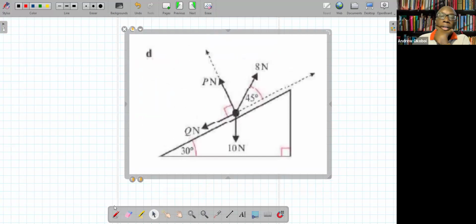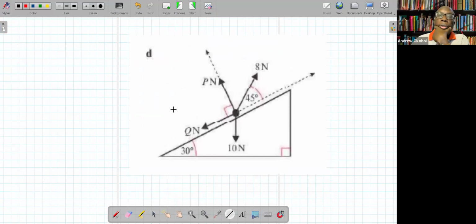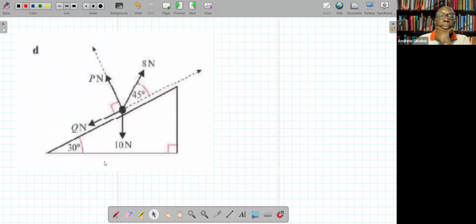Okay, now, again, we want to do parallel to the plane and perpendicular to the plane. I always tend to start with parallel, so we usually write it like this, that it's parallel to the plane. Let's see what we have here. This is going to be 8 cos 45, because I've turned this one through 45 degrees, so I'm going to say 8 cos 45.